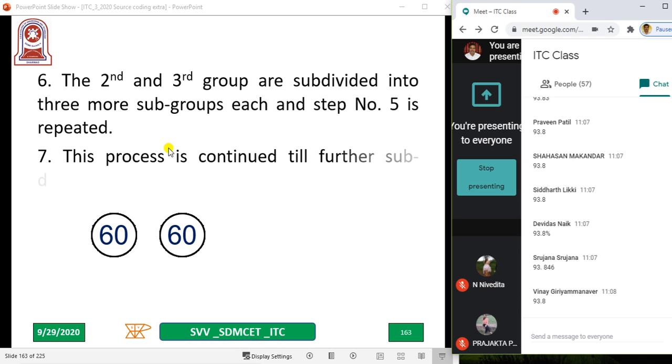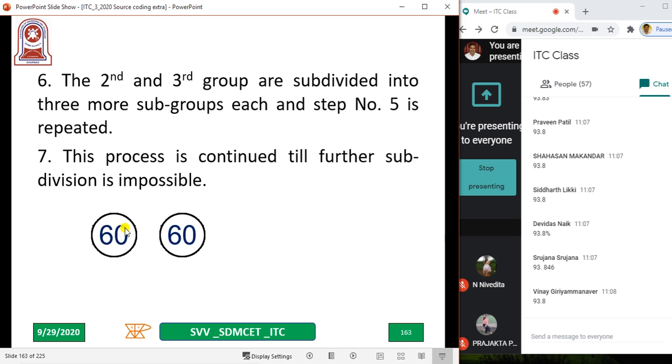The second and third group are subdivided into 3 more subgroups each, and step number 5 is repeated. This process will continue till further subdivision is impossible. The same way we did for binary. For this also we are doing it, but there we used to divide by 2. Now we are dividing it into 3. That's the only one-line difference you should remember while making the groups.